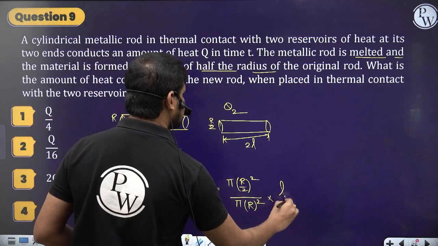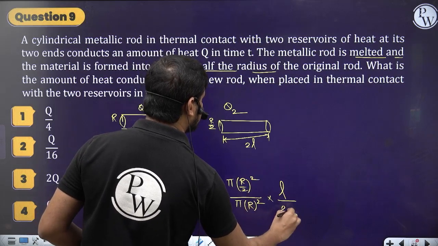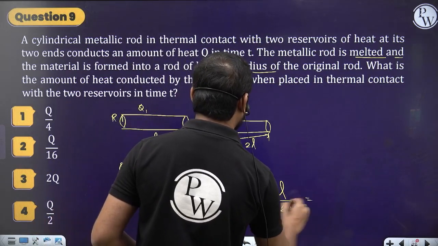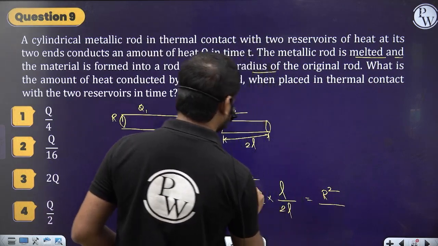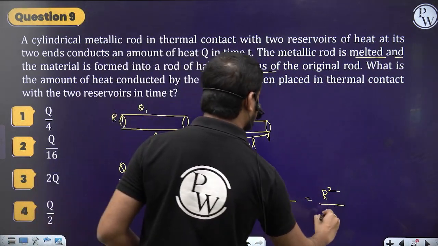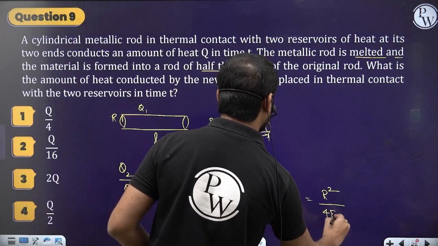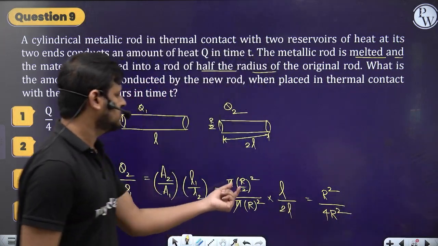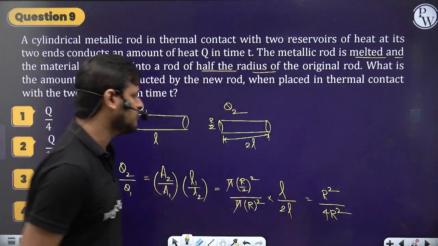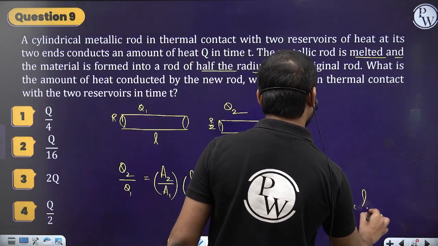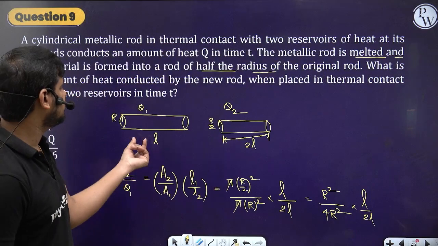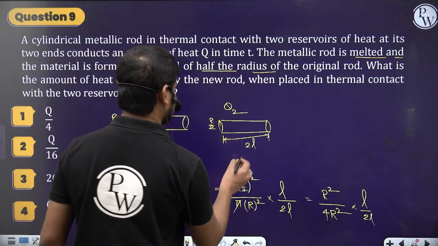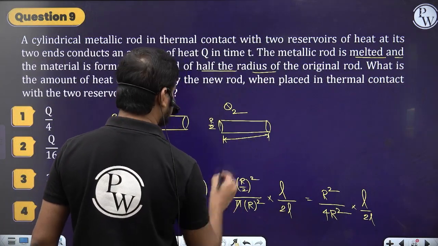L1 is L. So the second length becomes 2L. So that's it, I can cancel pi. Here r square by, so this 2 square is 4, 4 will come down. So 4 square, right? So 2 square is 4. So then L by, so this becomes 2L. So the length has become, length will become 4L, right? If the radius is halved, the length will become 4L.